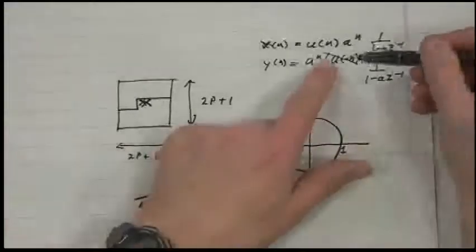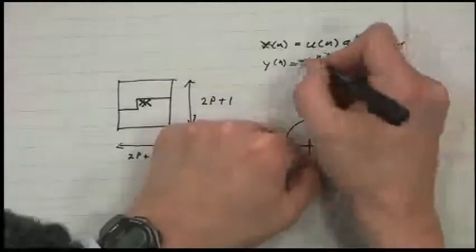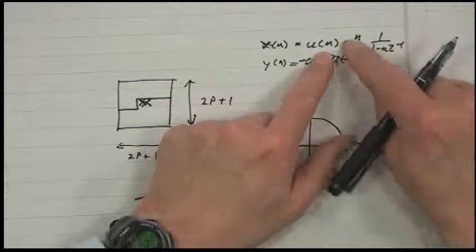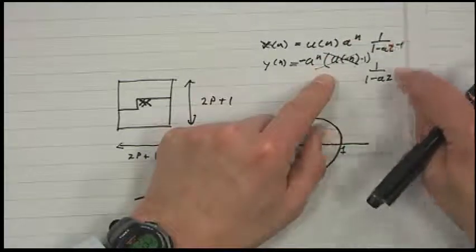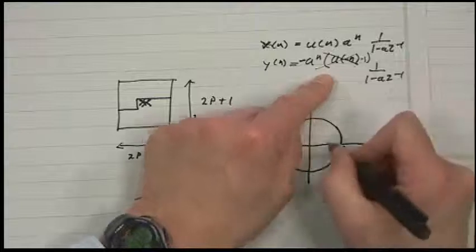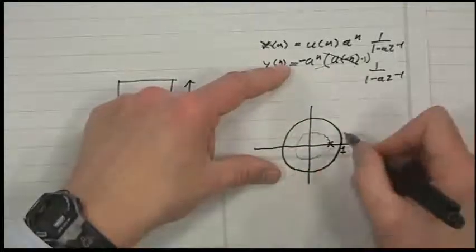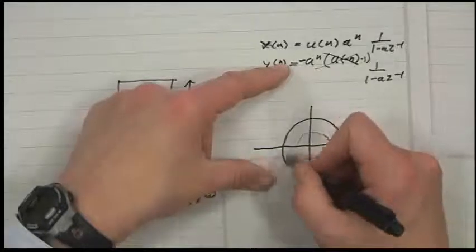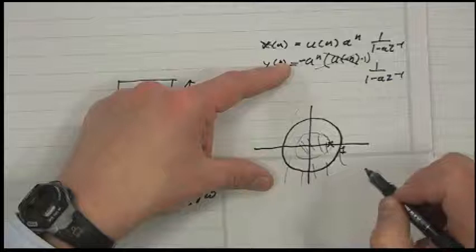But my point is that two different signals can have the same Z transform, but the difference is the region of convergence. I actually think it might be this. One case, the region of convergence is out here. In one case, the region of convergence is in here.